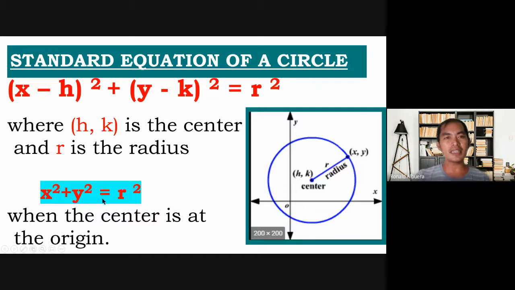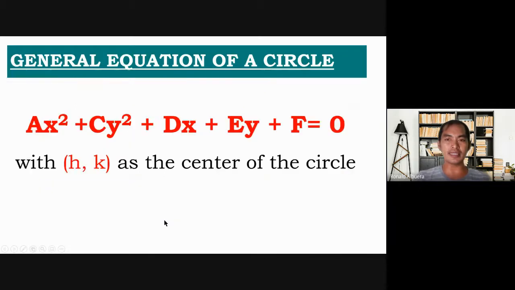Now, if the standard equation of a circle is represented by x squared plus y squared equals r squared, then the center is the origin, or the center has a coordinate of 0, 0.